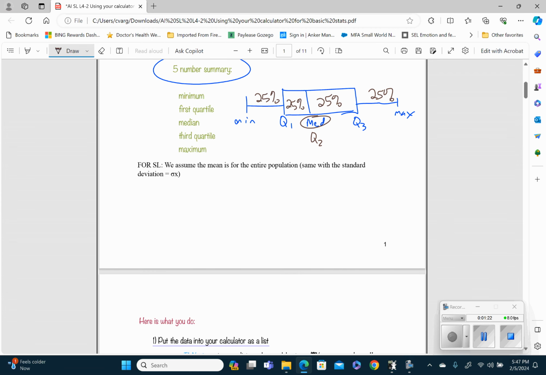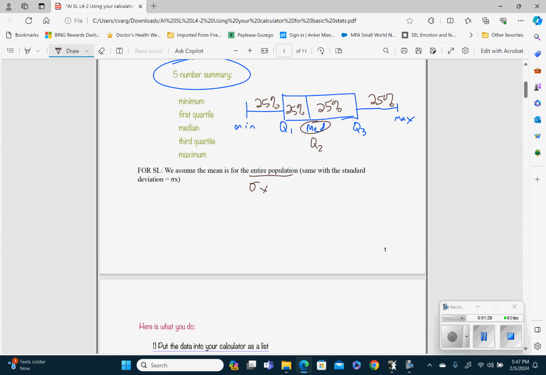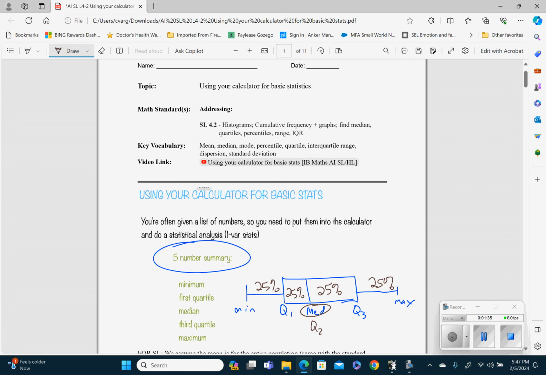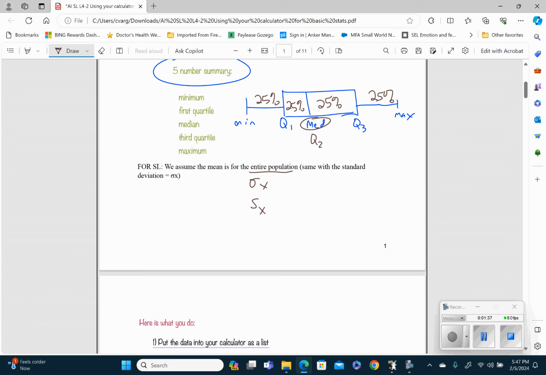For standard deviation specifically, when we're talking about the entire population, the symbol is σx. When we are talking about a sample standard deviation, which we are going to do today in number 2, we're going to use sx, okay? So both of these are standard deviation, but this one is for population, and this one is for the sample. It's very rare with IB that we use sx, but today in question 2 we are.